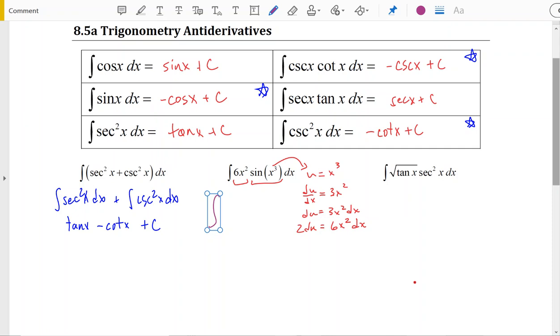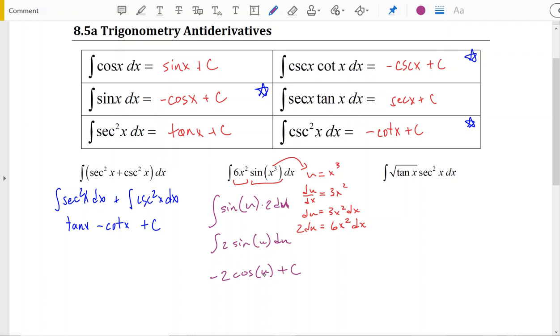So it becomes the antiderivative of sine, instead of x cubed, that's now a u, and the 6x squared dx becomes a 2dx. I'll just rearrange it so it looks a little bit more familiar. 2 sine of u du. That dx should have been substituted out and changed into a du previously. Okay, we have a rule for sine. The antiderivative of sine is negative cosine, so this answer is going to be negative 2 cosine of u plus c.